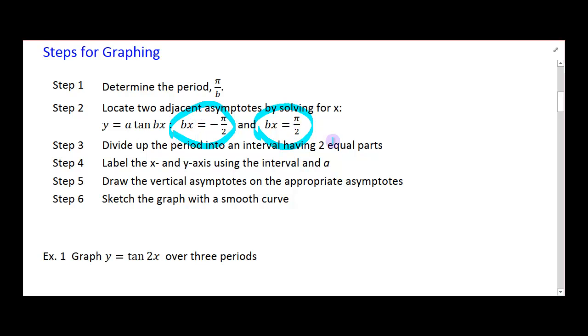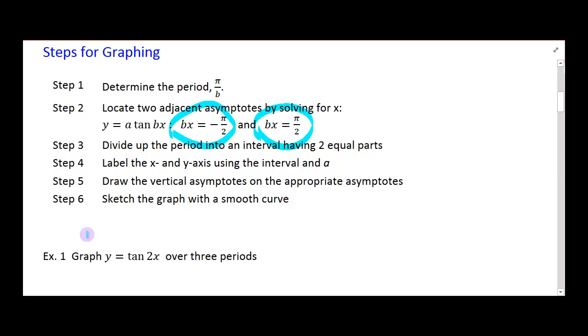And then based on that, we're going to divide the interval up into just two parts this time. Label both the x and the y axis using the interval here and a. Draw the asymptotes and then sketch the curve. So those are the steps that we're going to follow to be able to graph tangent functions.